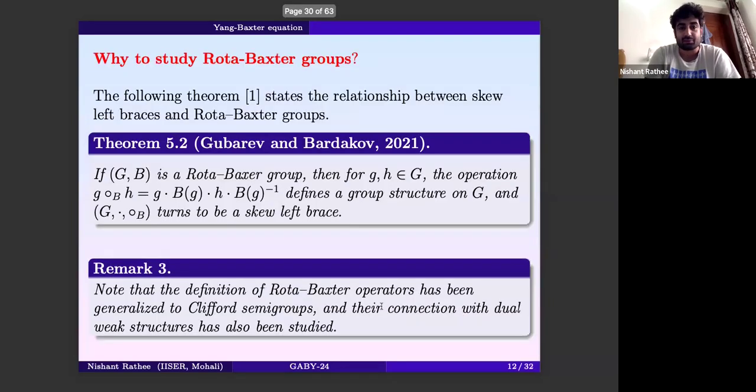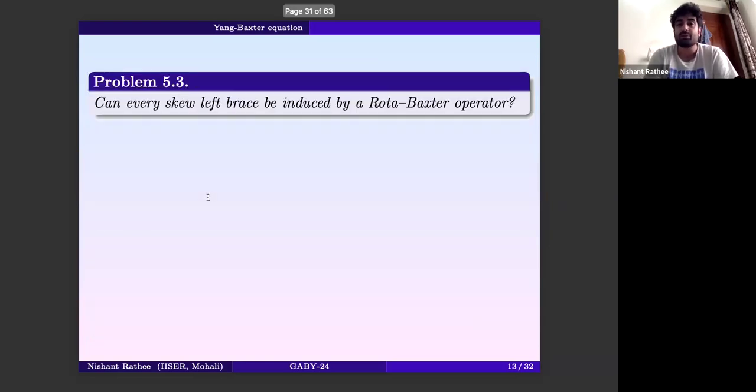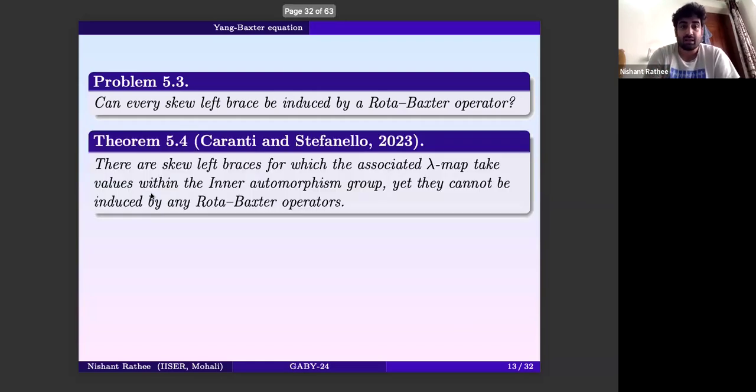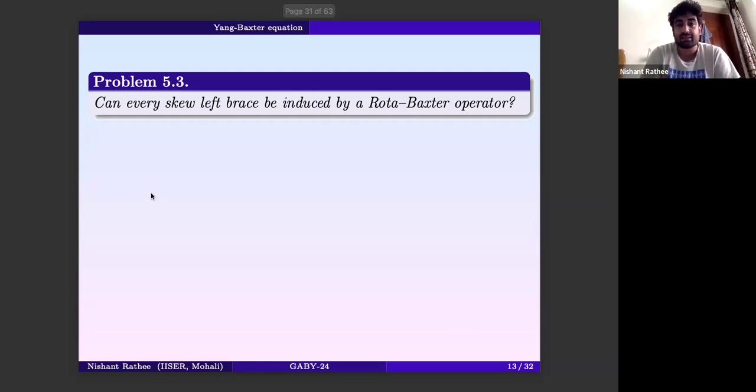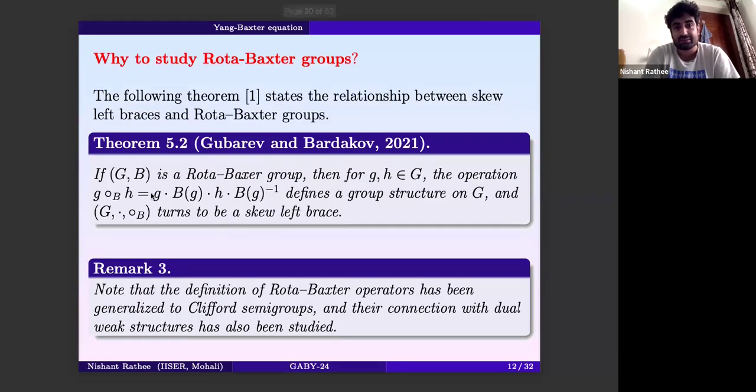But you can see, suppose G is an abelian group, then this circle operation is always the same as the additive group operation, because this dot is abelian. So you cannot produce a non-trivial skew brace structure over an abelian group using Rota-Baxter operators. This problem is trivial to answer. The real problem is, as you can see, that when you define this circle operation, the associated lambda map of this skew brace takes values inside the inner automorphism group of G.